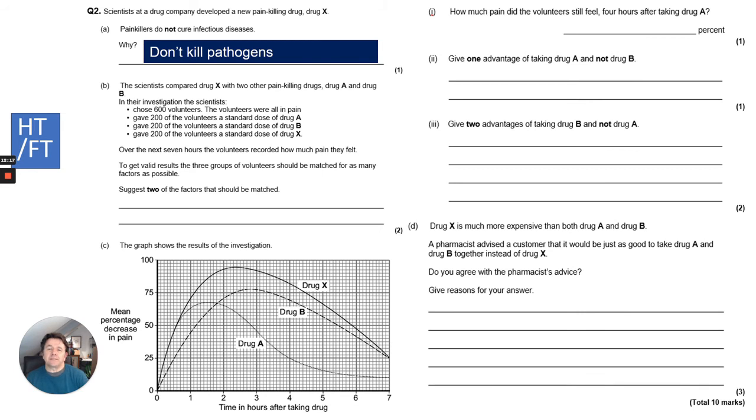So it says the scientists compared drug X with two other painkilling drugs, drug A and drug B. And then they give you information about that. And then they say over the next 7 hours, the volunteers recorded how much pain they felt. To get valid results, the 3 groups of volunteers should be matched for as many factors as possible. And it says suggest 2 of the factors that should be matched.